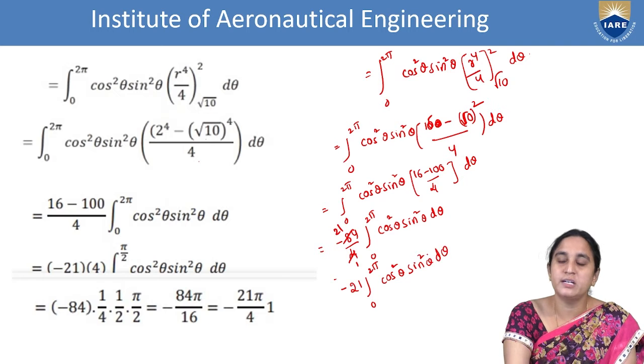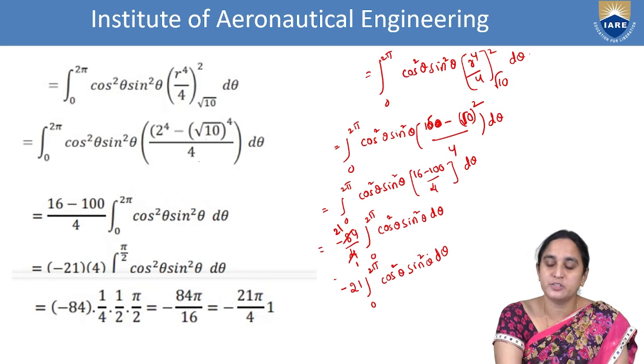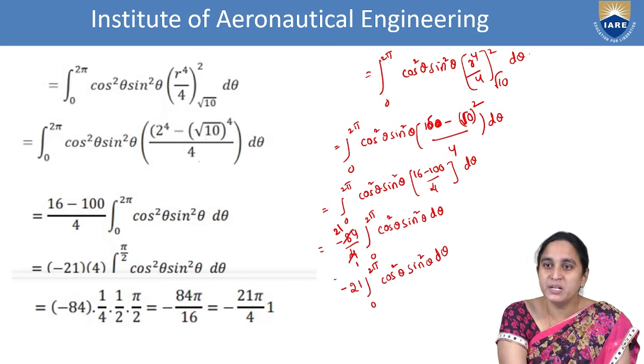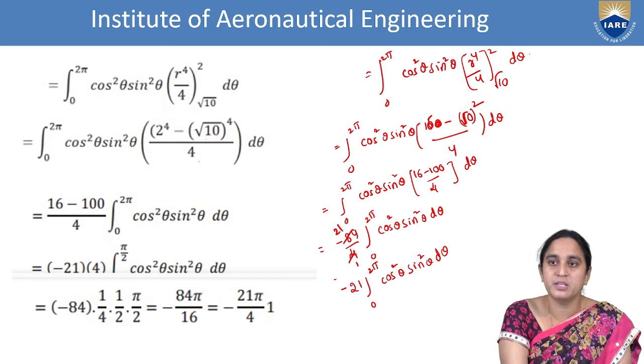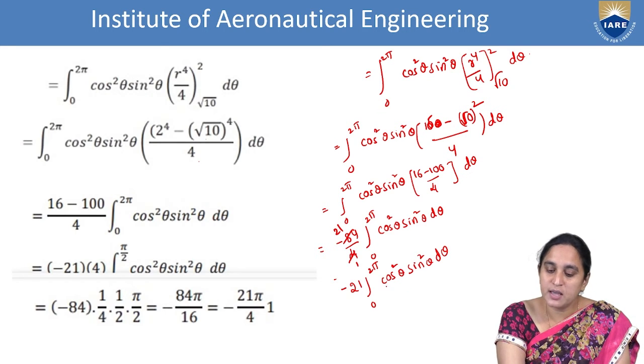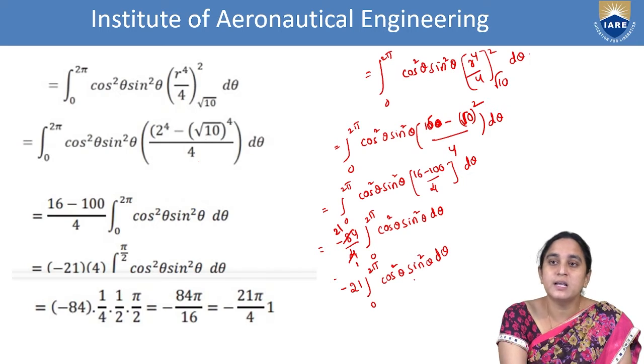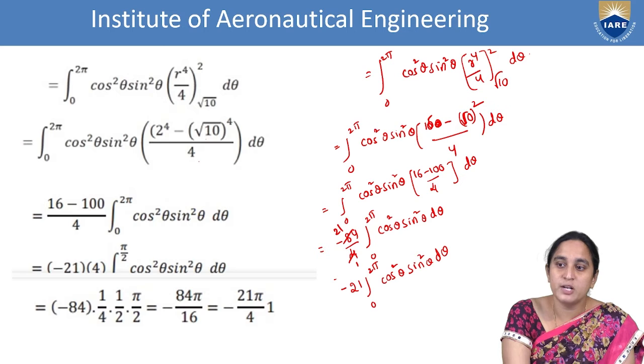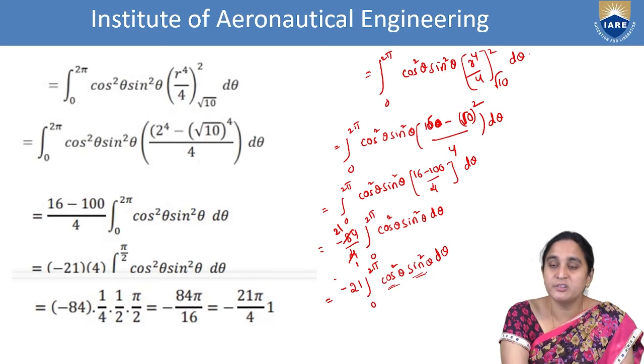Once you observe, after the integration with respect to r and after substituting the limits, the complete integral is converted in terms of theta, right? What is the formula for the integral of cos square theta sin square theta d theta? There is no direct formula. First, I'll convert that into a single term by using trigonometric formulas, in the form of sine 2 theta.